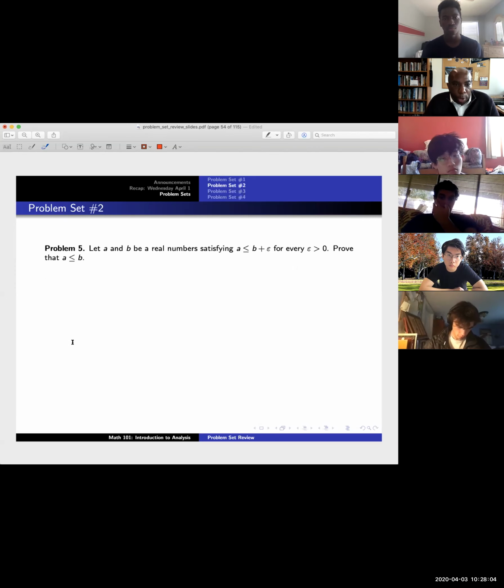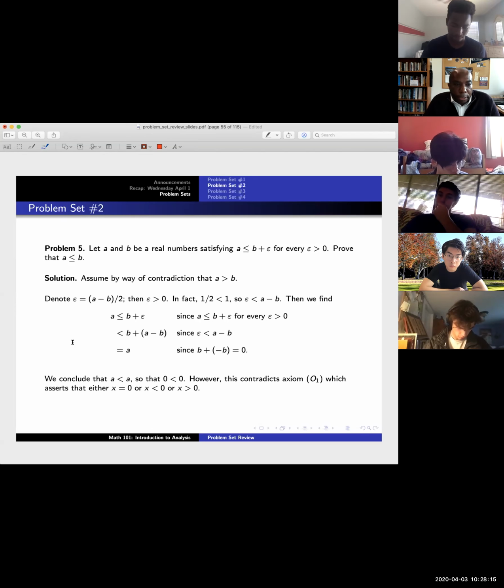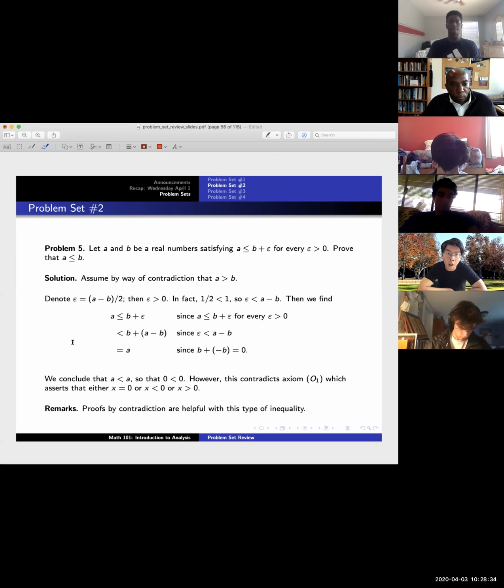Okay, here's the last one for problem set 2. We want A less than or equal to B plus epsilon for every epsilon, if and only if A is less than or equal to B. Here I have a sketch on how the proof goes, and we also basically did this in class. Essentially the proof is something like proof by contradiction. If we assume that A is not less than or equal to B, then A is greater than B, and then you just cleverly choose an epsilon and things work.